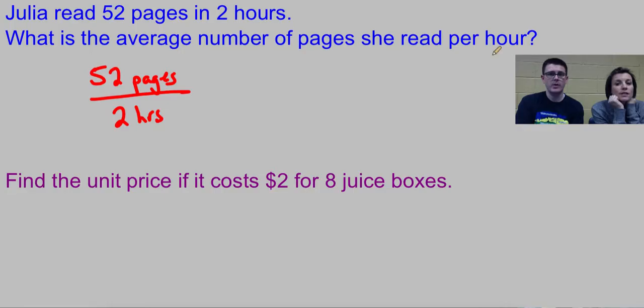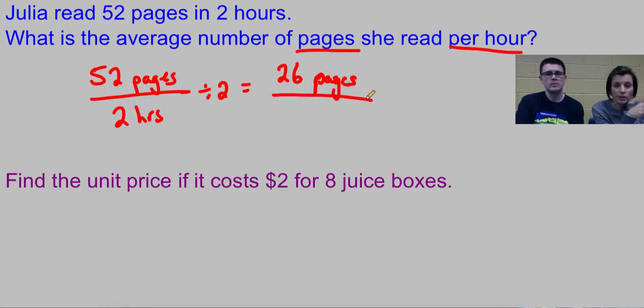And we know to set it up that way because of how it said "pages per hour." It's telling you how to set it up. And then we're going to our unit rate. So 52 divided by 2 is going to give me 26 pages per 1 hour. And then we go back, make sure our answer makes sense. Yep, it's an average number of pages she read per hour.